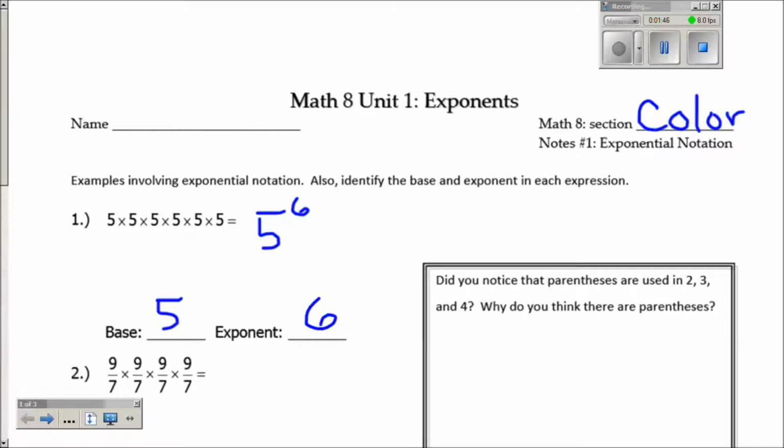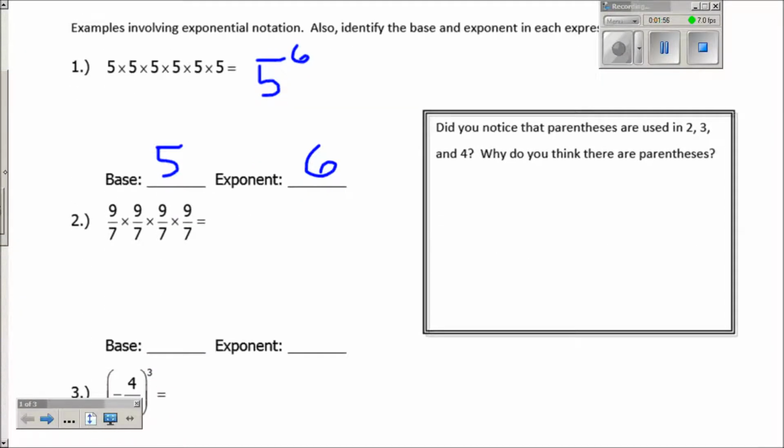The exponent tells us how many times the base should be multiplied to itself. Okay, so in the next example, we have 9/7 multiplied to itself, and it's multiplied to itself 4 times. So the way we would write this in exponential notation would be 9/7 to the 4th power, where the base is the number that's being raised to the power. In this case, the base is 9/7, and the exponent is 4.